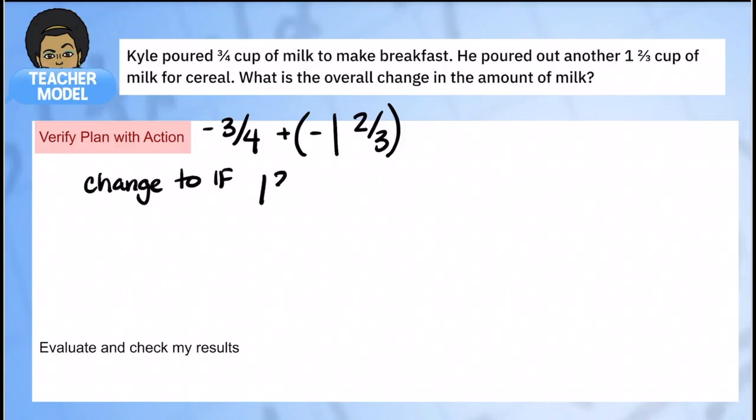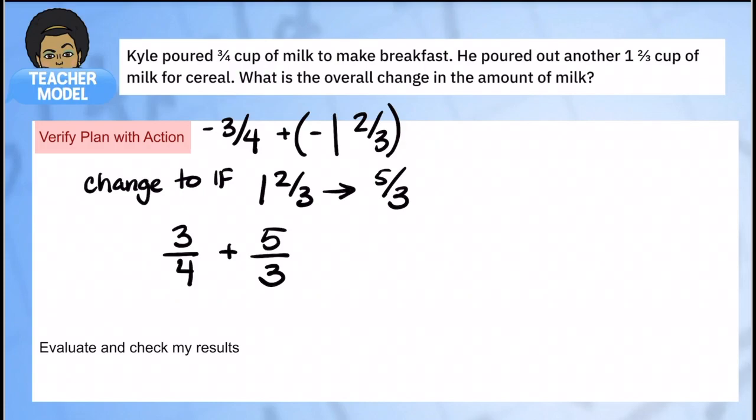So let's change 1 2/3. Again, I'm multiplying around. 1 times 3 is 3 plus 2 is 5. So 5/3. Now I can add these up: -3/4 plus -5/3. You may be asking, why can I add them up? Well, they're both negative numbers, so I'm just going to have a more negative because I've lost more. So I'm not worried about putting two negatives here. They're both negative, so I can add the integers up together.